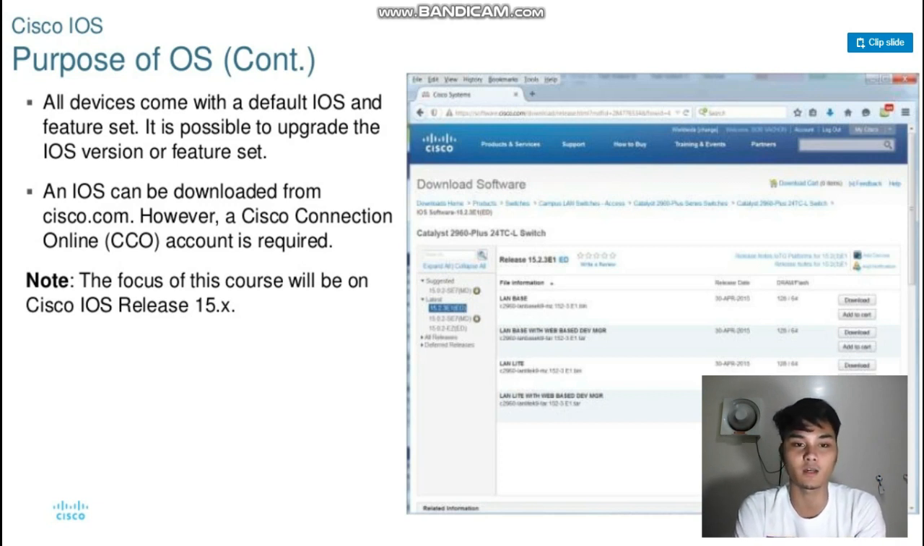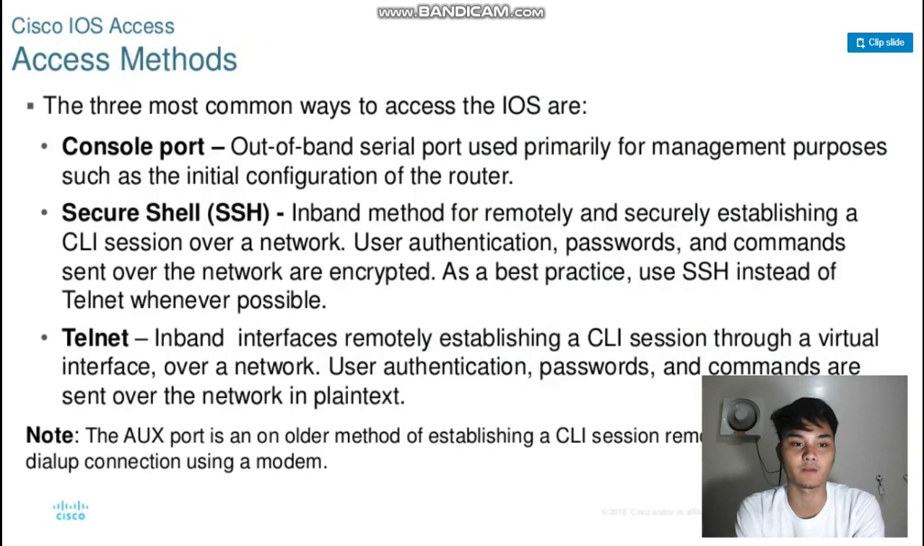All devices come with a default IOS and feature set. It is possible to upgrade the IOS version or feature set, which can be downloaded from cisco.com. However, a Cisco Connection Online (CCO) account is required. The focus of this course will be on Cisco IOS release 15.x.